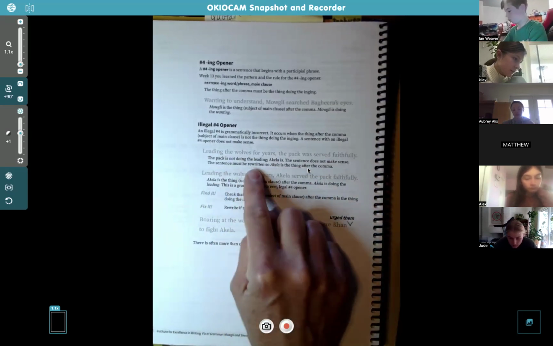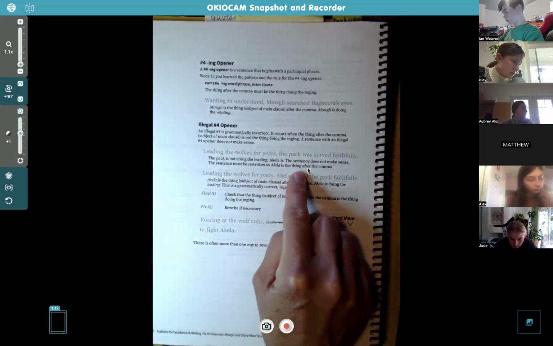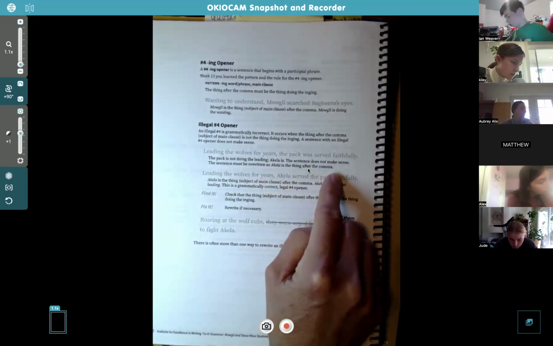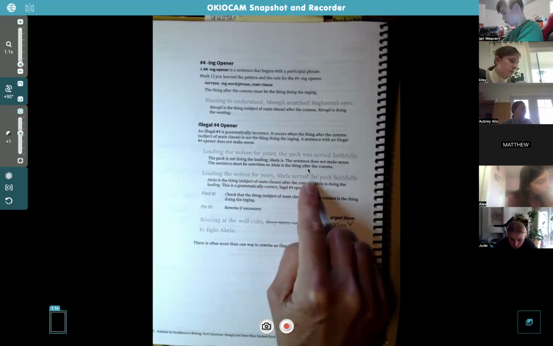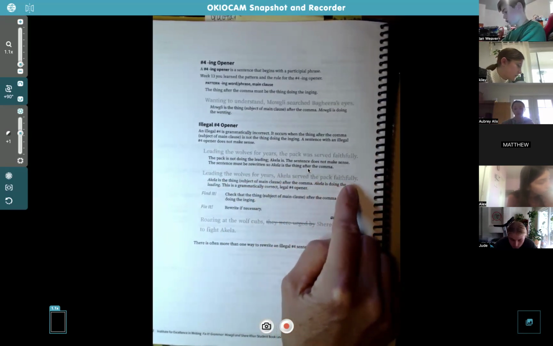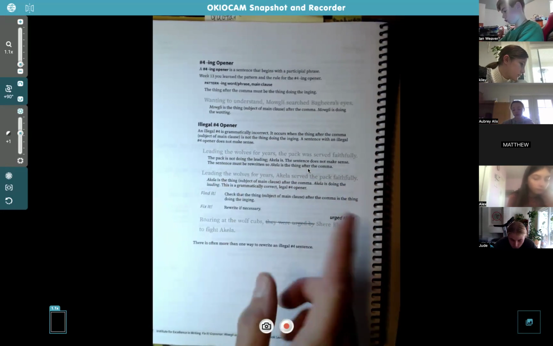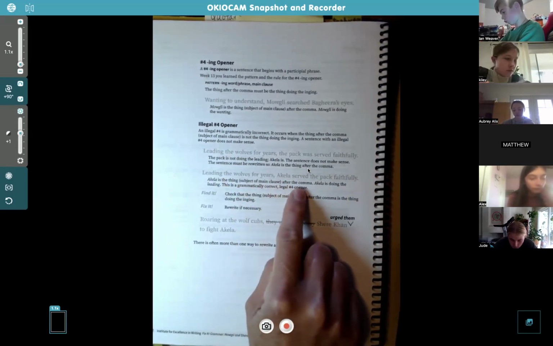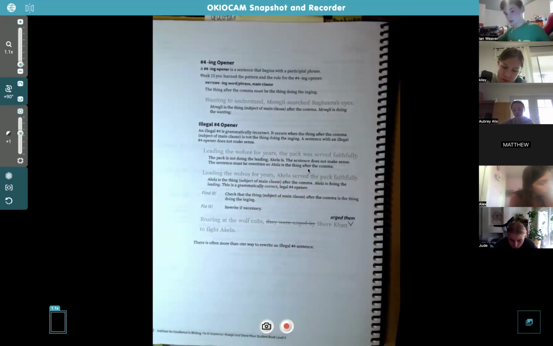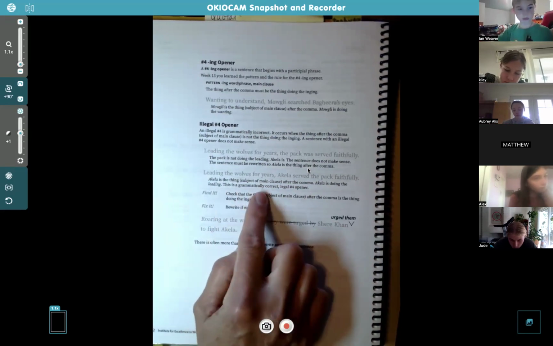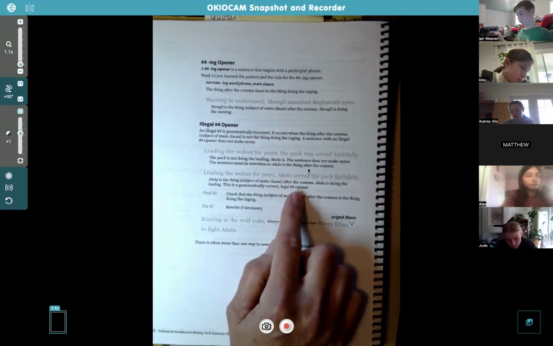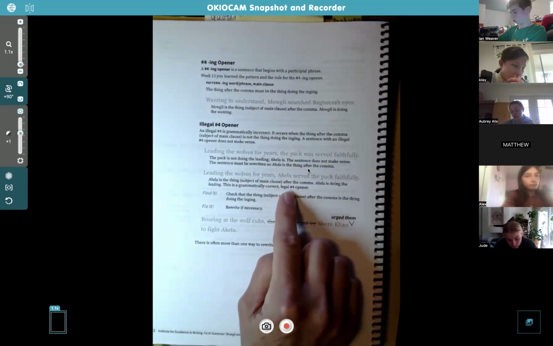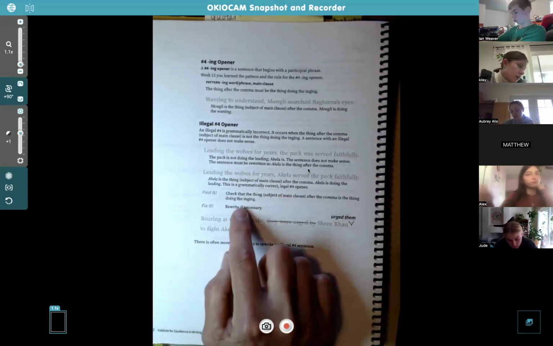So the sentence must be rewritten so that Aquila is the thing after the comma. So it would be better to say leading the wolves for years, Aquila served the pack faithfully. Aquila is the subject of the main clause after the comma. So Aquila is doing the leading. It is grammatically correct. It's illegal. So bet you didn't know that. Legal and illegal number 4 opener.